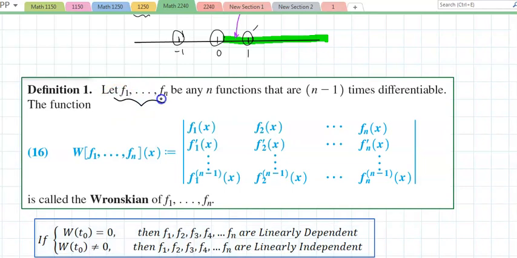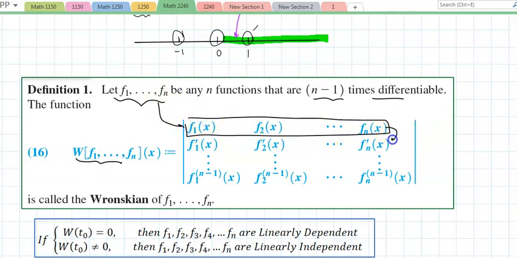Given a list of functions or variables, it doesn't matter, let those be n functions and they are n minus 1 times differentiable. The Wronskian of those is simply you list them out and you take a derivative, another derivative, another, and another, all the way to the n minus 1 derivative. And if you recall what this stands for, the absolute value in matrix land, that's the determinant. You find the determinant of that matrix.